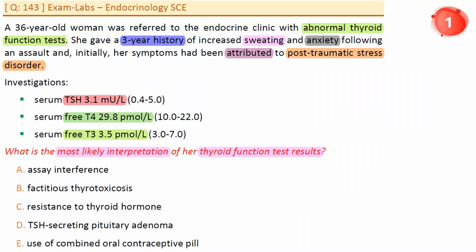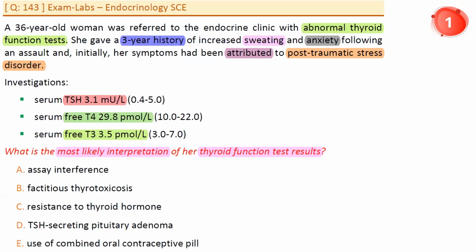A 36-year-old woman was referred to the endocrine clinic with abnormal thyroid function tests. She gave a 3-year history of increased sweating and anxiety. Sweating and anxiety should put hyperthyroidism in your mind. But a 3-year history is a very long duration actually. So put in your mind hyperthyroidism or thyrotoxicosis, but with this prolonged duration without treatment, you should review your differential diagnosis.